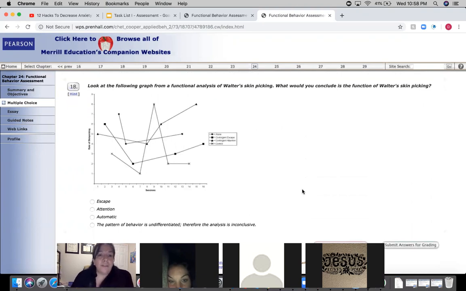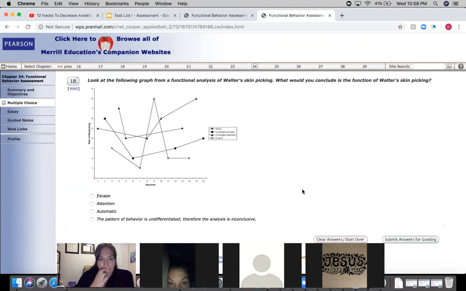Look at the following graph from a functional analysis of Walter's skin picking. What would you conclude is the function of Walter's skin picking? All right. This is what we call a spider web, just so you guys can know. All right, so it's A, escape, B, attention, C, automatic, or D, the pattern of behavior is undifferentiated, therefore the analysis is inconclusive.